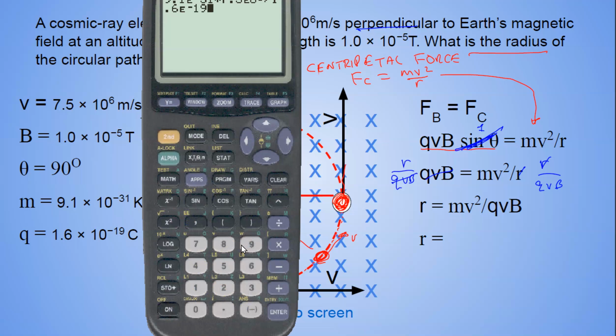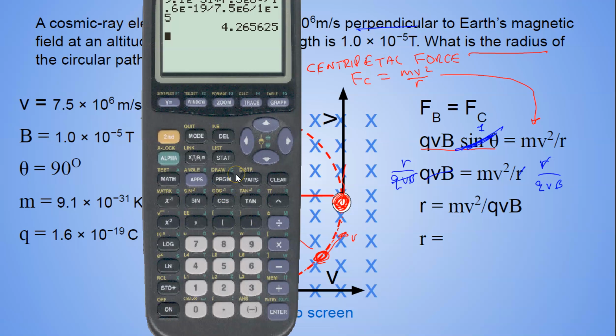And then there's another velocity. You can actually cancel that velocity with one of those right there, but I didn't, so I'm going to go ahead and put it in one more time. 7.5 E6, and then divide by the magnetic field, which was 1 times 10 to the negative 5th. That's a pretty weak magnetic field. E negative 5.